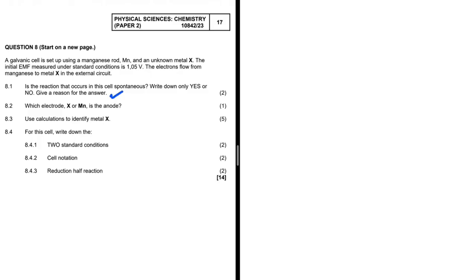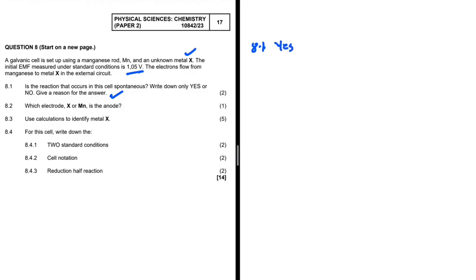So a galvanic cell is set up using an Mn and an unknown metal X. The initial EMF measured under standard conditions is 1.05 volts, as we can clearly see there. The electrons flow from the Mn to metal X in the external circuit, right? And then 8.1: is the reaction that occurs in this cell spontaneous?